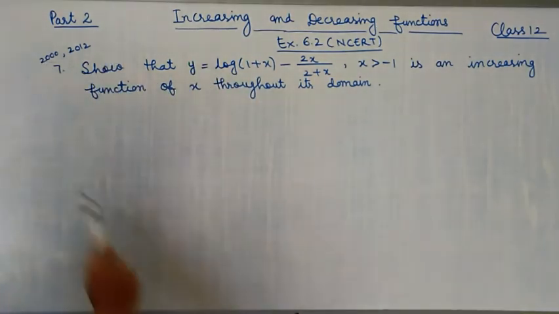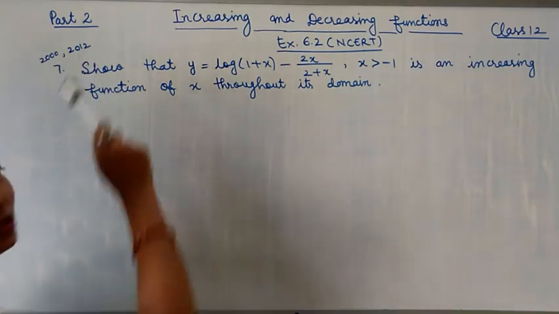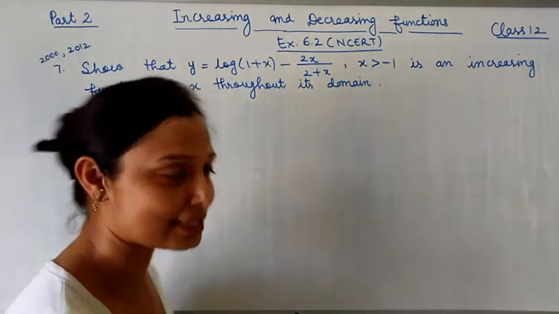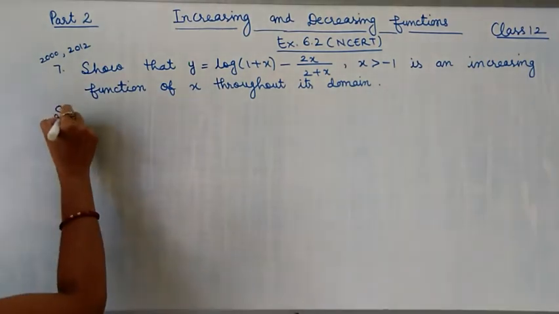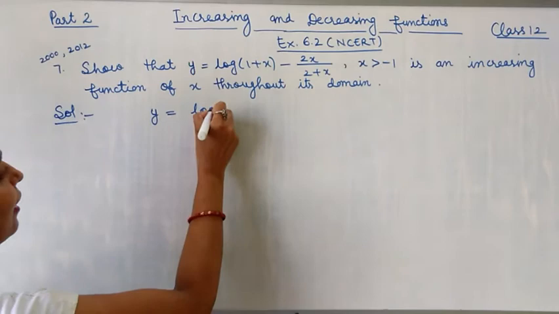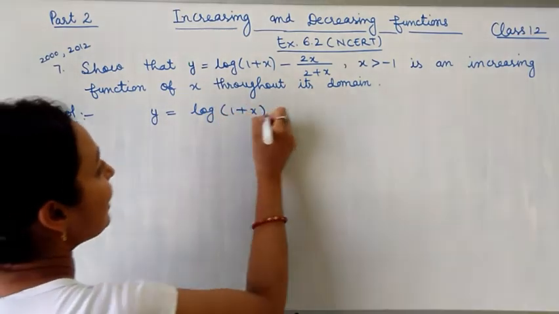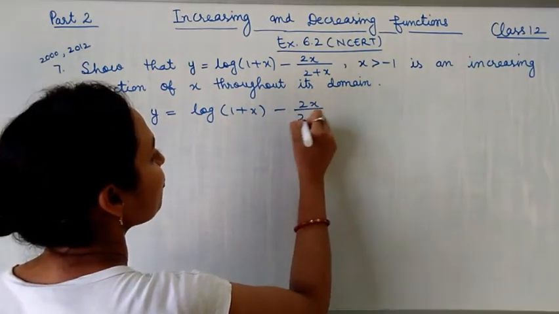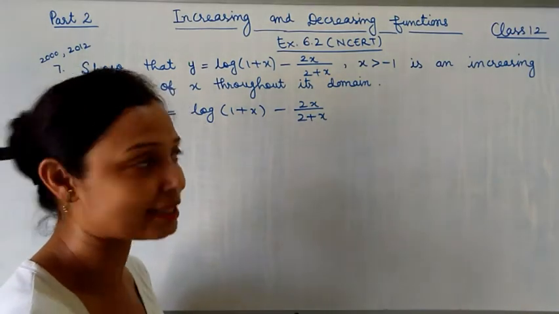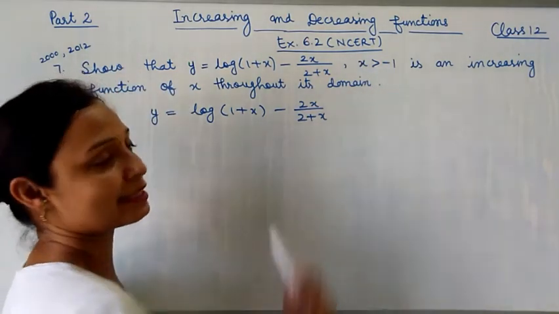Okay, this is a very important question. It came in 2000 and 2012. How can we solve this question? So I will start from the 7th question. Let's start with the solution. y is given as log(1 + x) minus 2x upon 2 + x. The question demands that we show the function is increasing for x greater than minus 1.